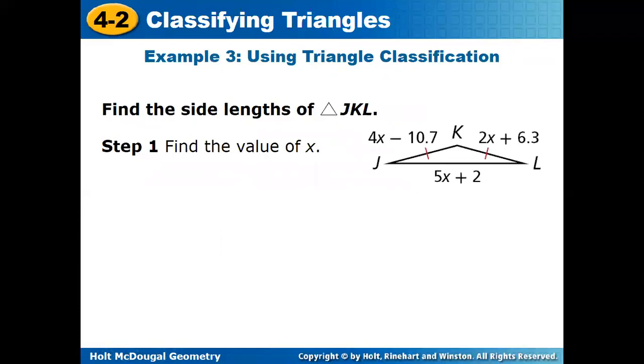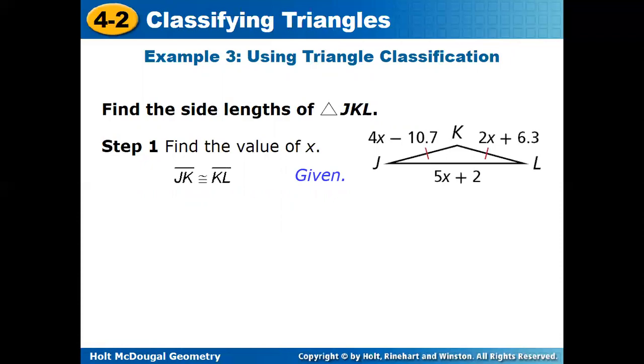So let's see example 3 using triangle classification. Here we want to find the side lengths of the triangle JKL. In this triangle, we have three sides, okay? The first side, JK, is congruent to the second side, KL. They have the same sign here, so they are congruent. Now, we write that the given JK and KL are congruent.